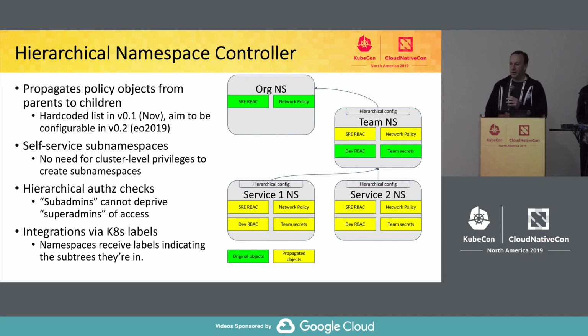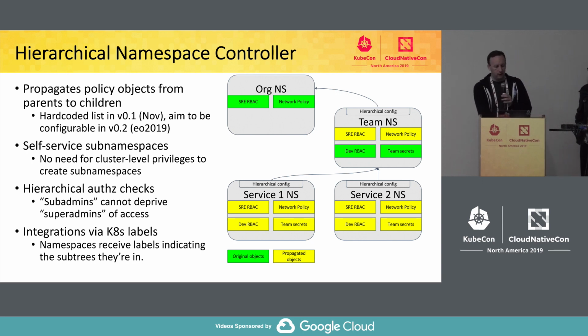And at the org level, and then at the team level, I've got some RBAC policies for the team members, and maybe a different network policy for the services in that team as well. And what you want is you want them to cascade down, sort of like inheritance in C++ or Java.